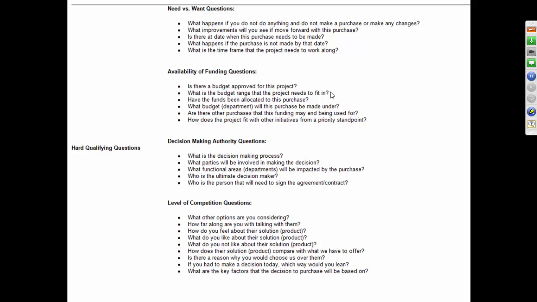Here are some examples of those hard qualifying questions. These can all be found inside of SalesScripter. These hard qualifying questions never change because they're the same for everybody. You sell something completely different than what I sell, and we both can use these same questions. But there are need versus want questions, availability of funding, decision-making authority, and level of competition questions. These, by the way, if you ask a handful of these, you're definitely going to look really professional, and you're essentially going to be a consultative salesperson.